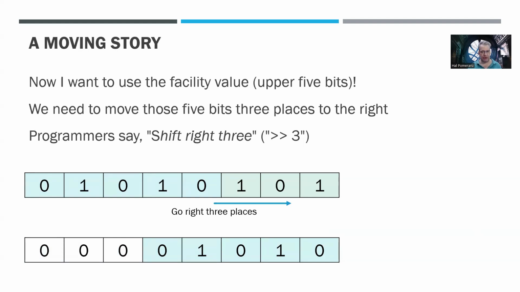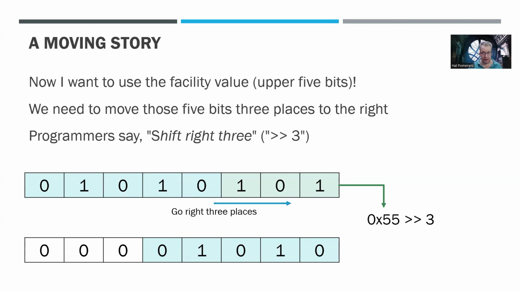In a programming language, the shift right operator is double greater-than signs. Shift left is 2 less-than signs. And then you specify the number of places you want to shift. Okay. So in our example, we start with that 55 byte, which is the packed structure with the facility and the priority.